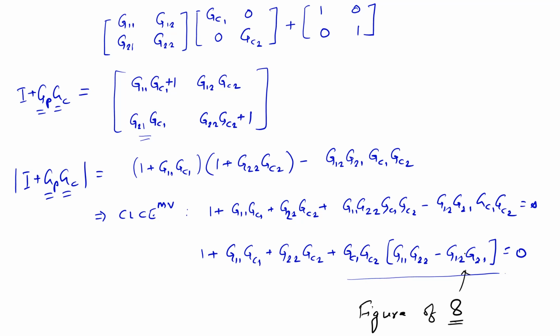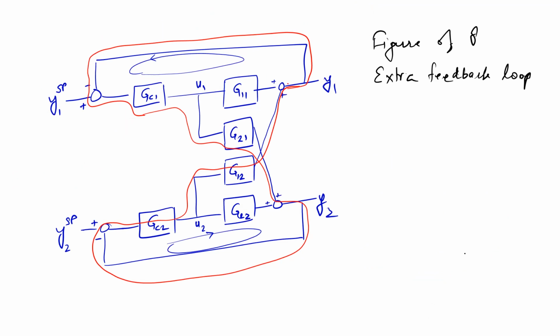And therefore, because you have this extra figure of 8 loop, let's call this loop 1 for controlling y1, and loop 2 for controlling y2. Say you tune loop 1 and pretend loop 2 is not there, and you tune loop 2 and pretend loop 1 is not there, so you tune loop 1 while loop 2 is open, and you tune loop 2 while loop 1 is open.